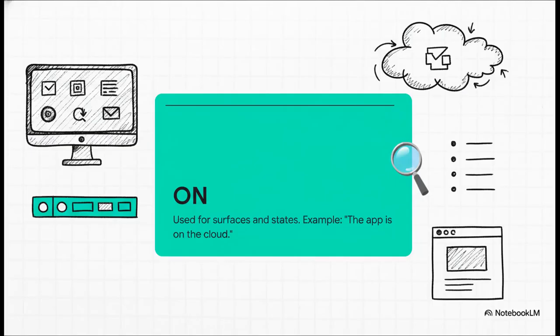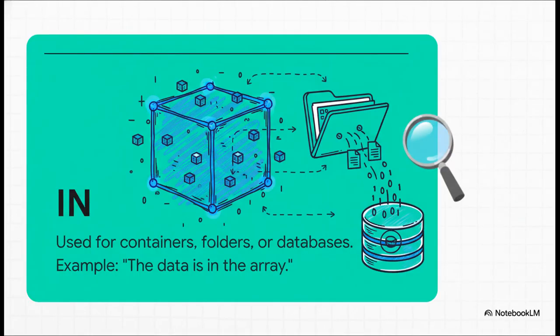So here's the really simple rule for on. Use it for surfaces. The screen is a surface. The toolbar is a surface. A logo is on the header. We even say an app is on the cloud because we're treating the cloud like a platform, a surface that it sits on. In, on the other hand, is for containers, things that hold other things. So data is in a database. A file is in a folder. A value is in an array. It means it's enclosed inside something else, whether that's real or a data structure.